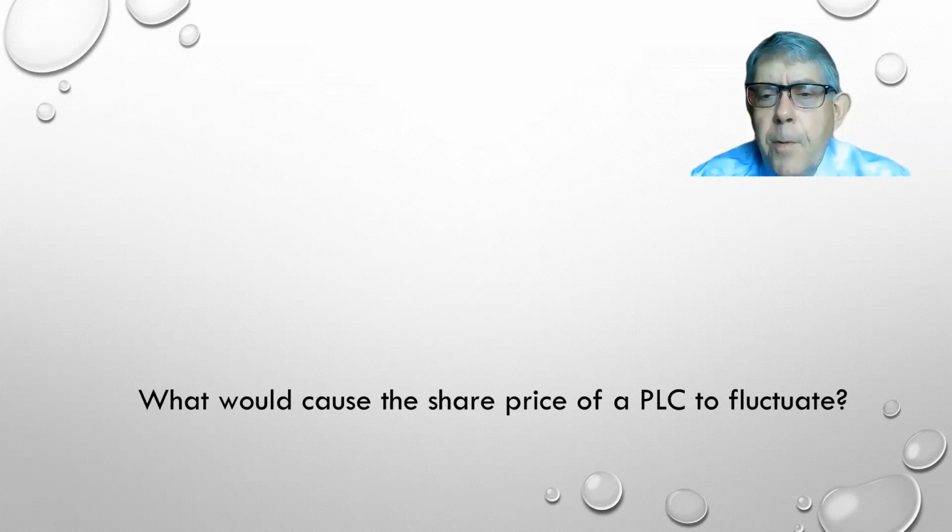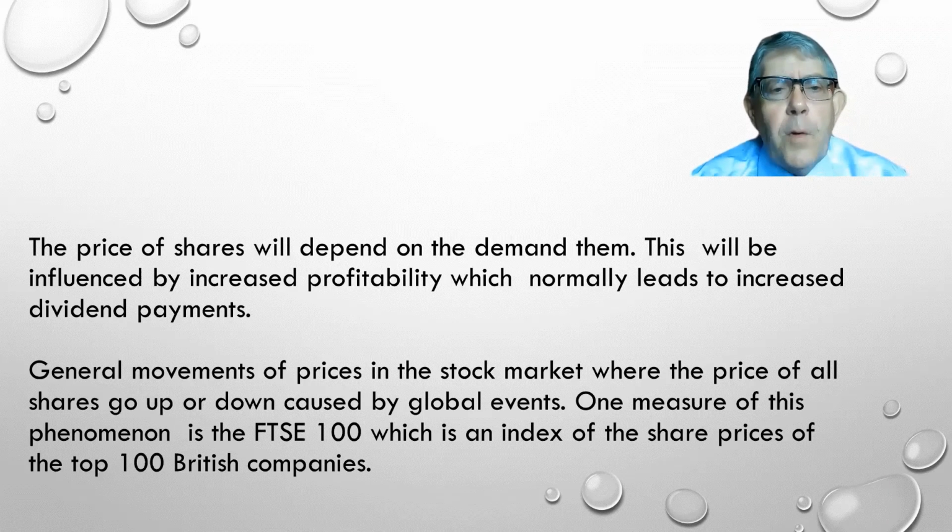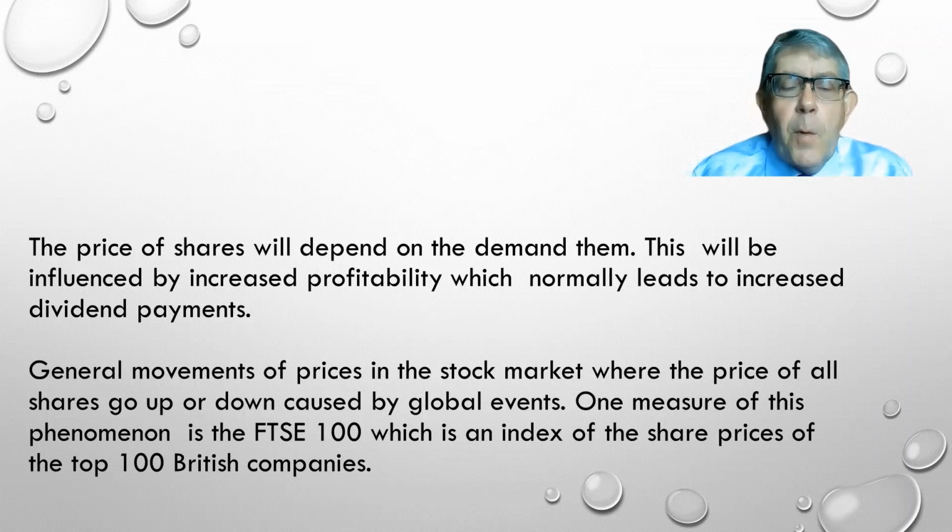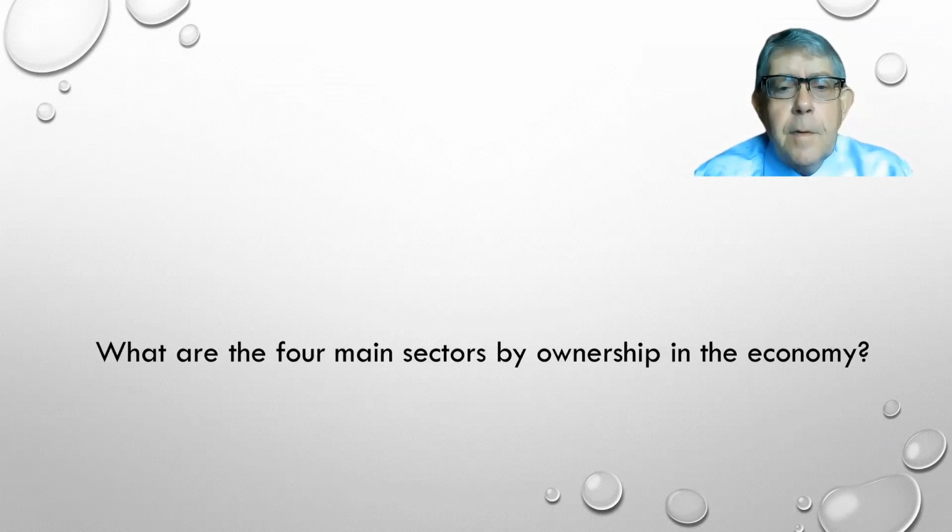What will cause the share price of a PLC to fluctuate? Well, the price of shares will depend on the demand for them. This will be influenced by increased profitability, which normally leads to increased dividend payments. General movements in the stock market are where the prices of all shares go up or down, and this is generally caused by global events. One measure of this phenomenon is the FTSE 100, which is an index of the share prices of the top 100 British companies.